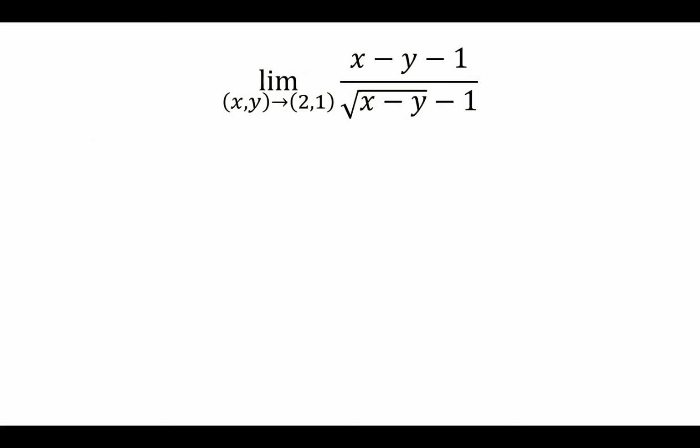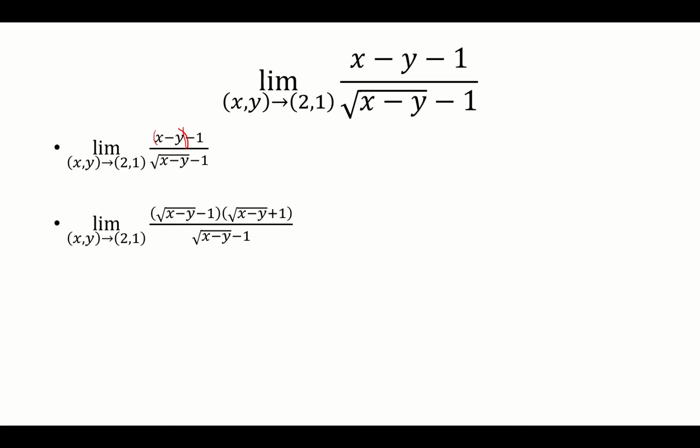Okay, next we have the limit as x and y approach 2, 1 of x minus y minus 1 over the square root of x minus y minus 1. We factor the top, so basically you want to put parentheses over the x minus y. So you treat this as like a squared minus b squared. So then you take the square root of x minus y minus 1 times square root of x minus y plus 1. The square root of x minus y minus 1 will cancel, and then we can plug in x equals 2, y equals 1 to get our limit as 2.